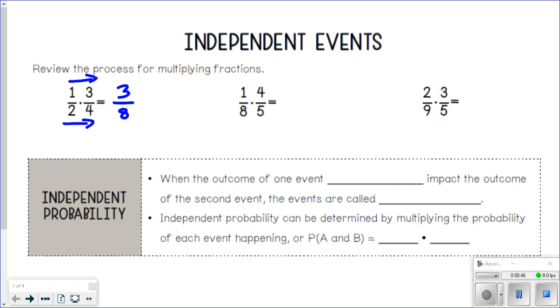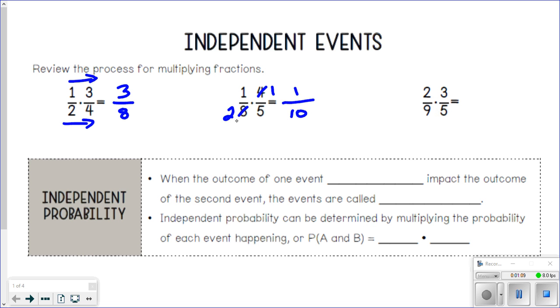So in this case, the 4 and the 8 have a common factor of 4, so you can factor out that 4. So we would divide this by 4 and get 1, and we would divide the 8 by 4 and get 2. And so now when we multiply straight across, we're going to do 1 times 1 and 2 times 5 to get 1/10.